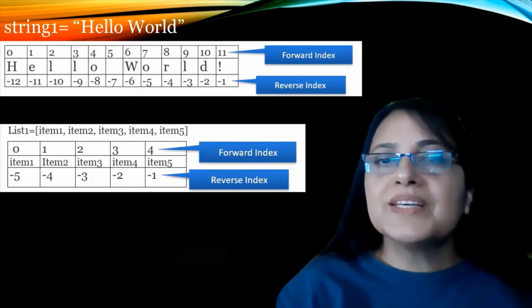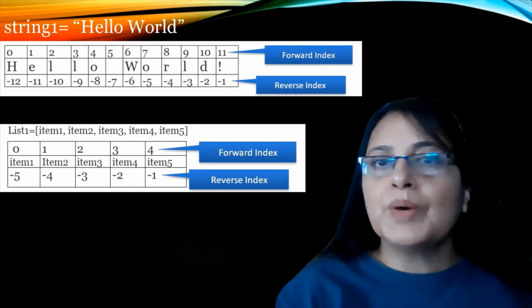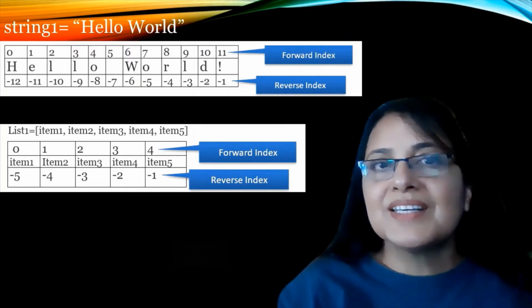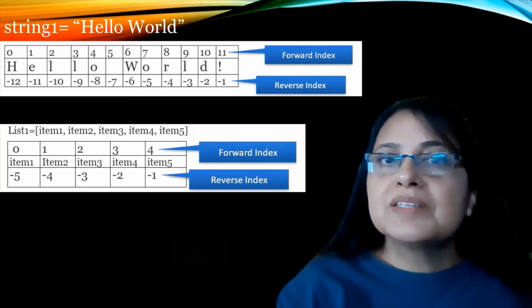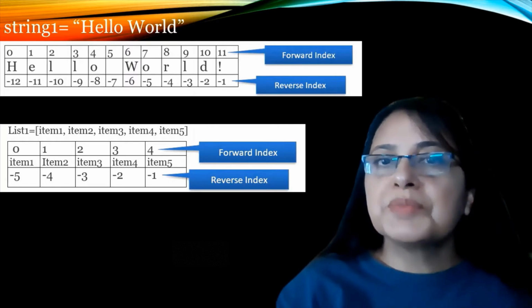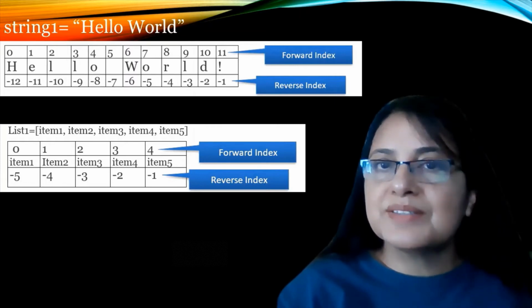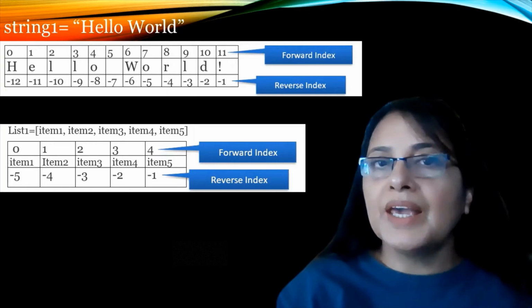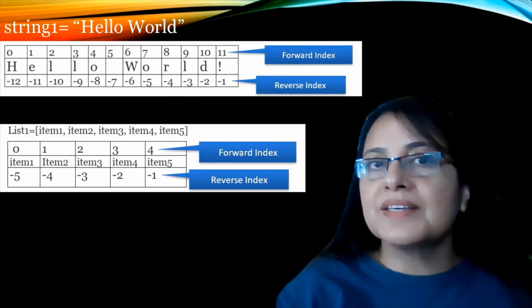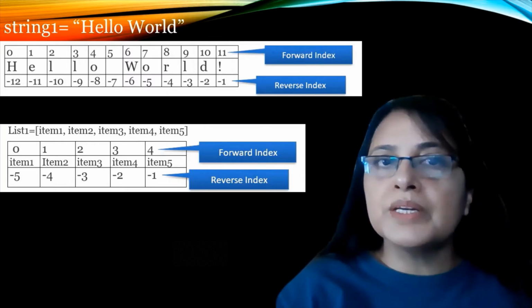We look at 2 examples of sequences. One is a string, the other is a list. The string hello world is given an index starting from the first letter, which is assigned 0, and it goes to the end. The last exclamation mark is given the index 11. The space is also given an index, and this is the forward index.